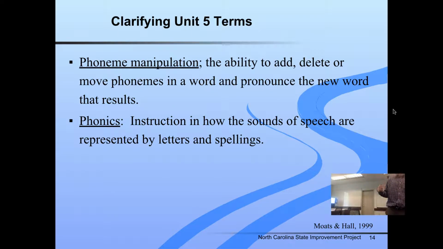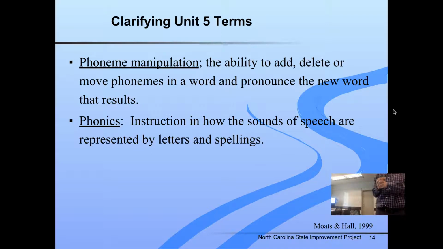Manipulation is changing them, and you don't say the letter. What happens to bug if I add the h sound instead of the b sound? Hug. Yes. Phonics now, that's when the sounds of speech are represented by letters and spelling. That's when I could say, what happens to bug if I replace the B with an H?